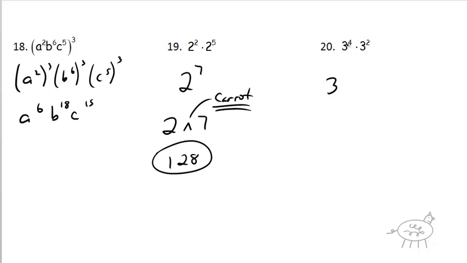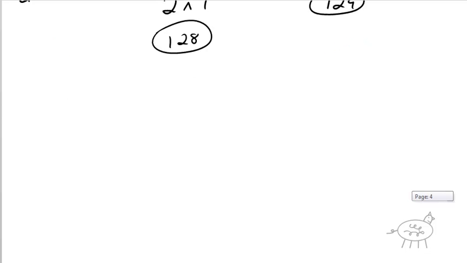3 to the 4 plus 2 is 6. Okay, and if I put it in my calculator again, I get 729. Okay. And I believe, yep, that's it, math fans.